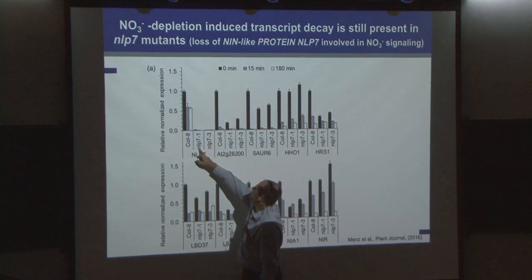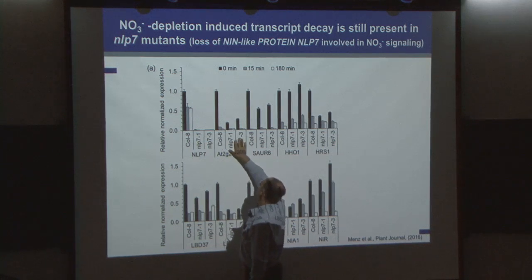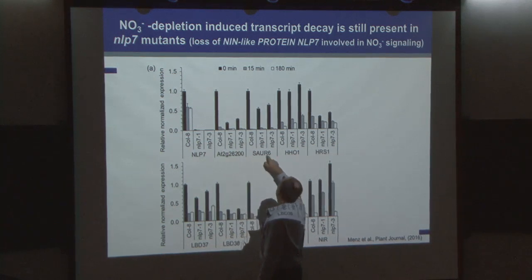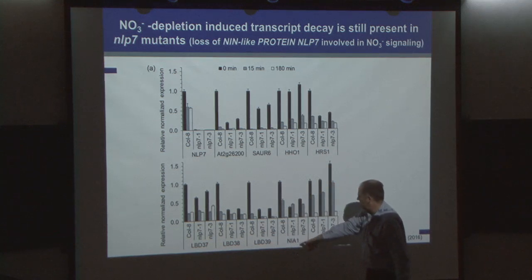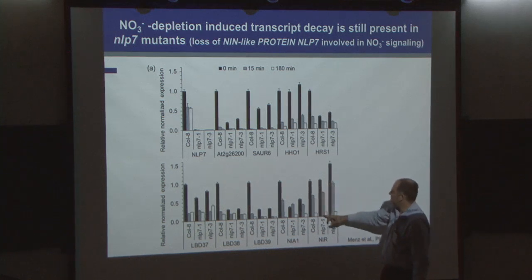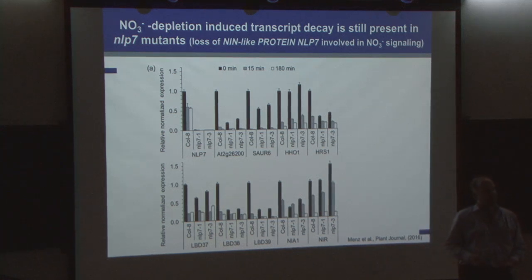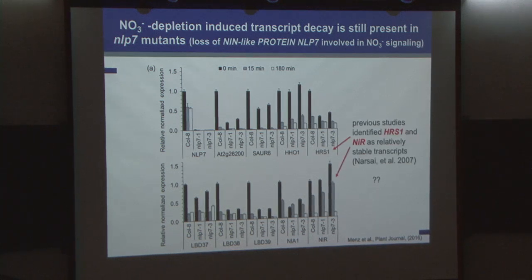In NLP7 mutants, the gene NLP7 is not expressed. In the corresponding wild type, the gene is expressed. So what happens to other genes, to this gene SOR6, transcription factors, or the nitrate reductase? What happens is that this decay of the RNA is still there. So apparently this decay of RNA is not regulated by this major transcription factor.